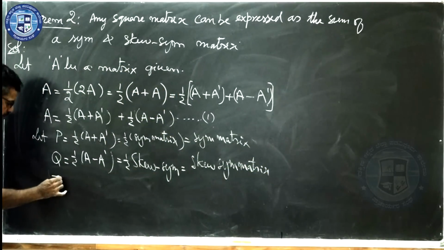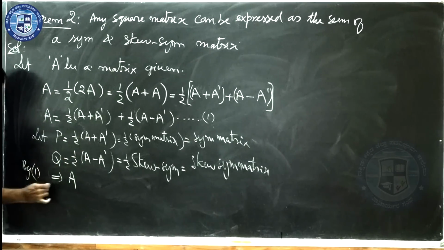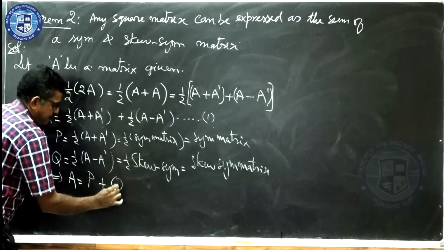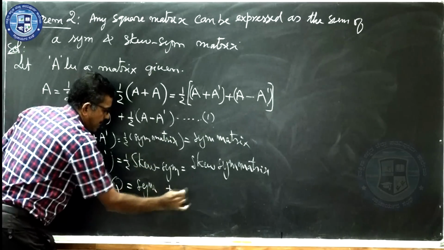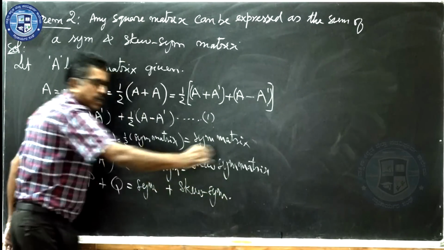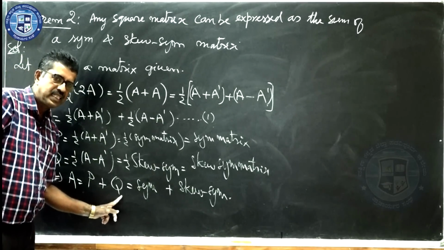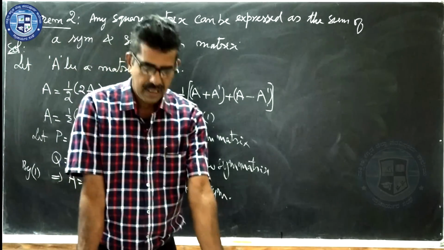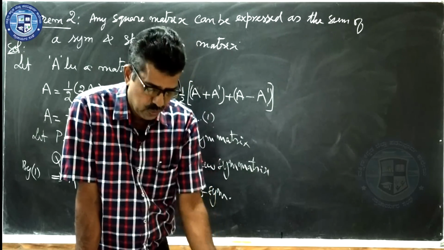Then clearly what does this indicate? This gives A is equal to P plus Q. What is P? We have already seen that P is a symmetric matrix. And Q is skew symmetric. Now just check what we have proved. We have proved that a given matrix A is the sum of a symmetric and a skew symmetric matrix. That is the proof. You can prove that any square matrix is the sum of a symmetric and a skew symmetric matrix. Okay.